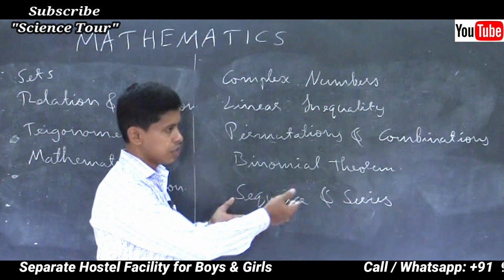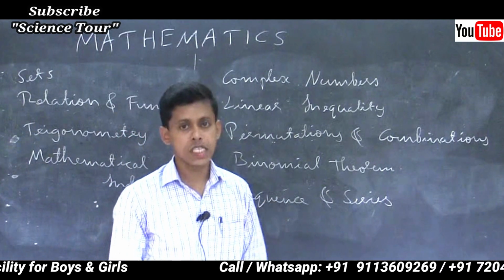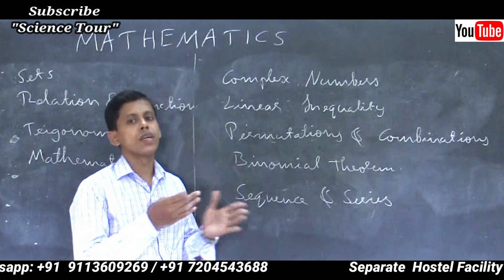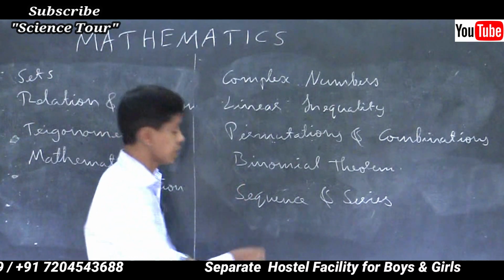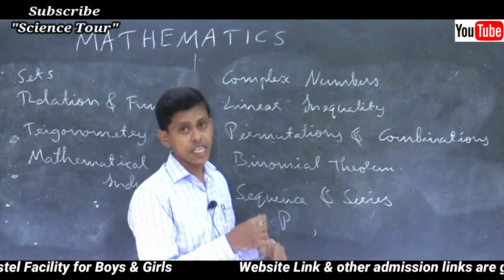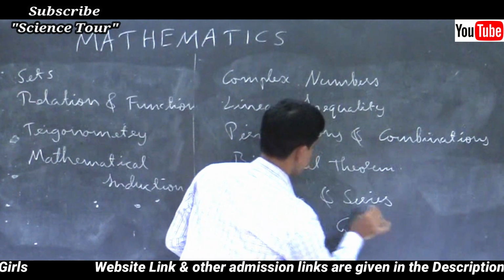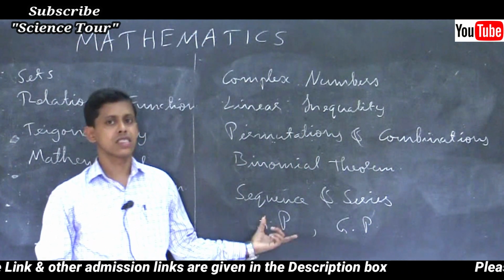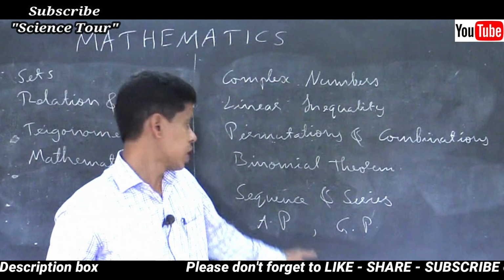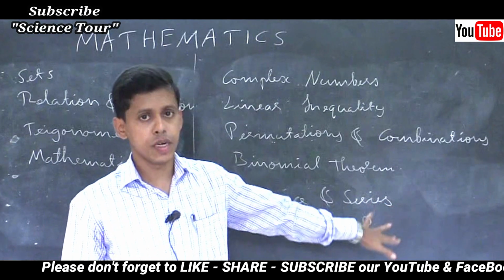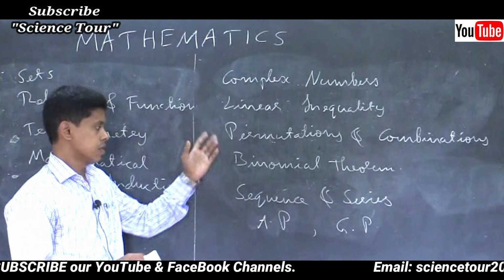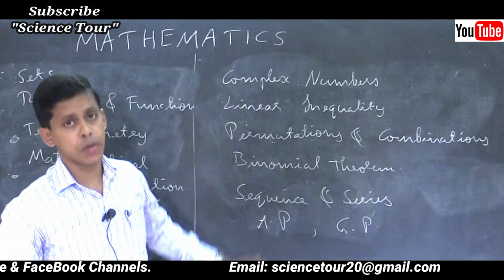Alright, so in this chapter you have the sequence, and then if you add them it is a series. Alright, you have the different terms, you know what is arithmetic progression, what is a geometric progression. Alright, so you have the common difference between them. If you have the common difference, then it is called arithmetic progression, and if you have the common ratio, then it is called geometric progression.